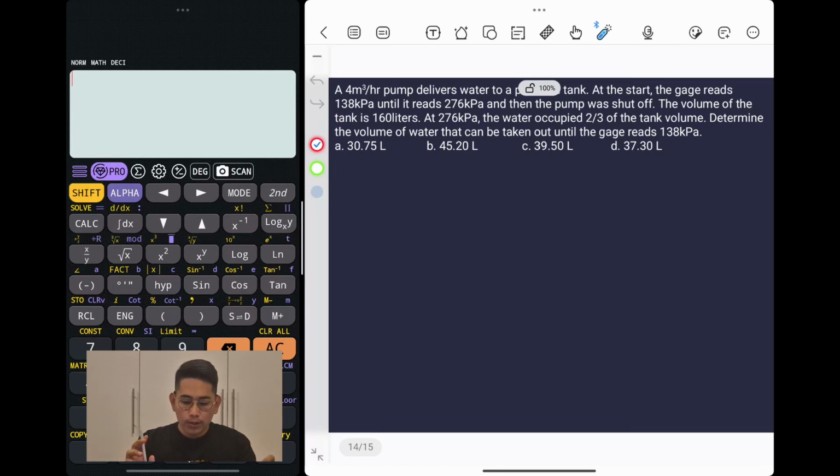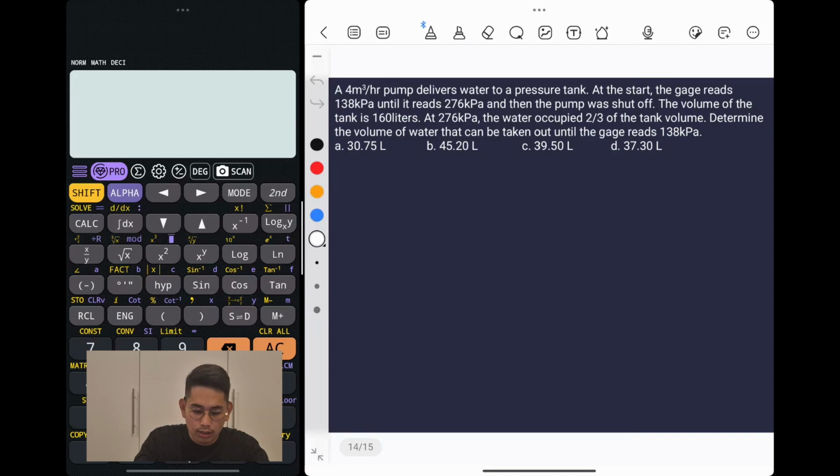A 4 cubic meter per hour pump delivers water to a pressure tank. At the start, the gauge reads 138 kPa, or kilopascal, until it reads 276 kilopascal, and then the pump was shut off. The volume of that tank is 160 liters, and at 276 kilopascals, the water occupied 2/3 of the tank volume. The question is, determine the volume of water that can be taken out until the gauge reads 138 kilopascals. So first, let's write down the givens.